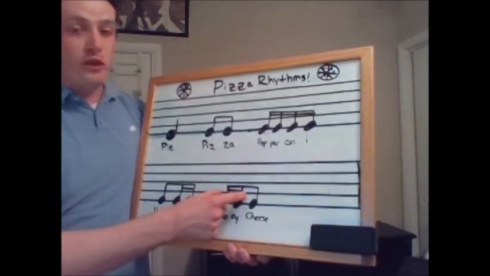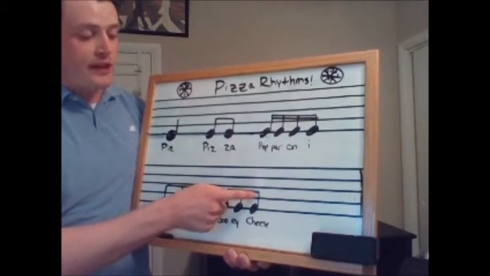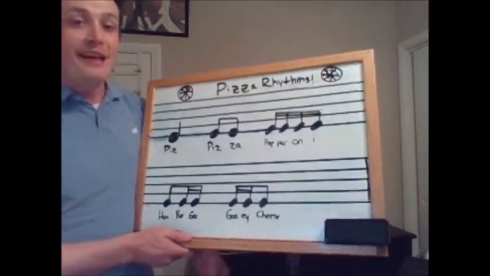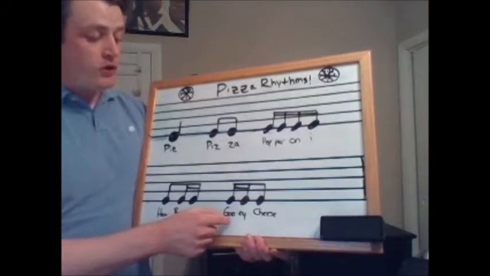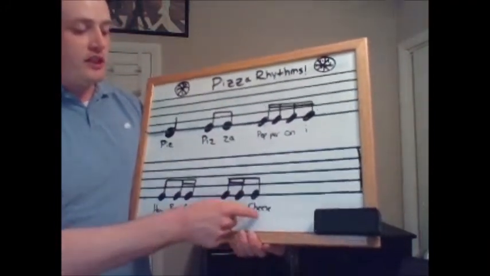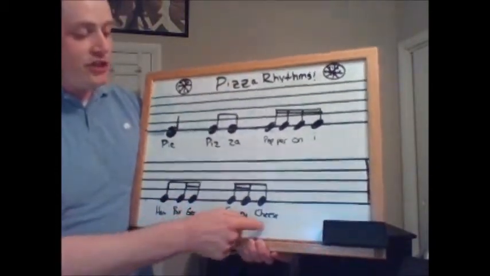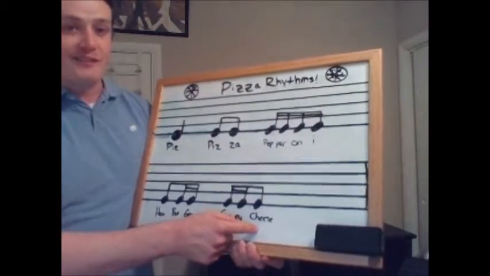And finally, our last rhythm is where we have 16th notes in the first half of the beat. These two notes have two beams, therefore they're 16th notes, and this one only has one, so it's an eighth note. This one, we say gooey cheese. Gooey cheese, gooey cheese, gooey cheese, gooey cheese. Ready? Go. Gooey cheese, gooey cheese, gooey cheese, gooey cheese.